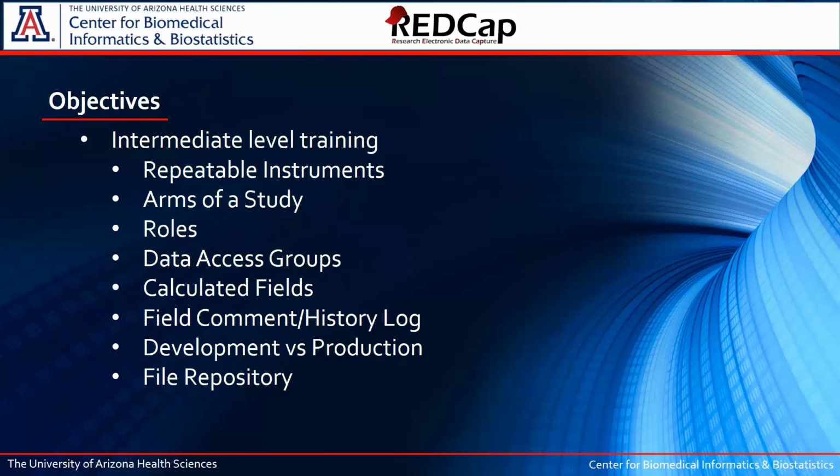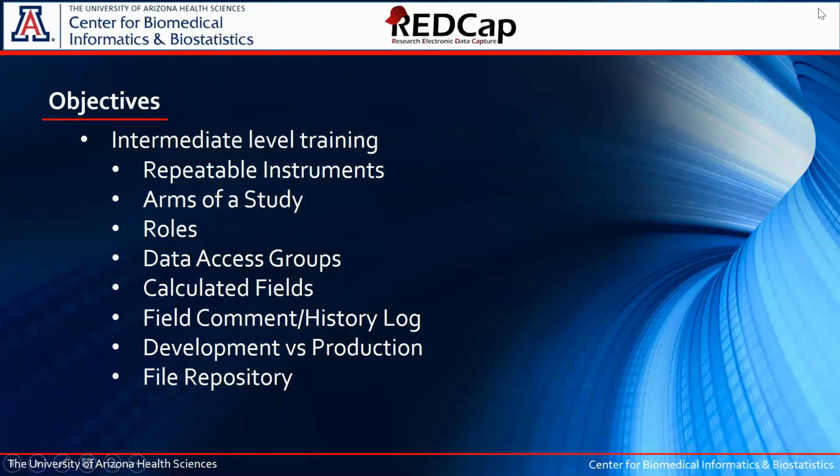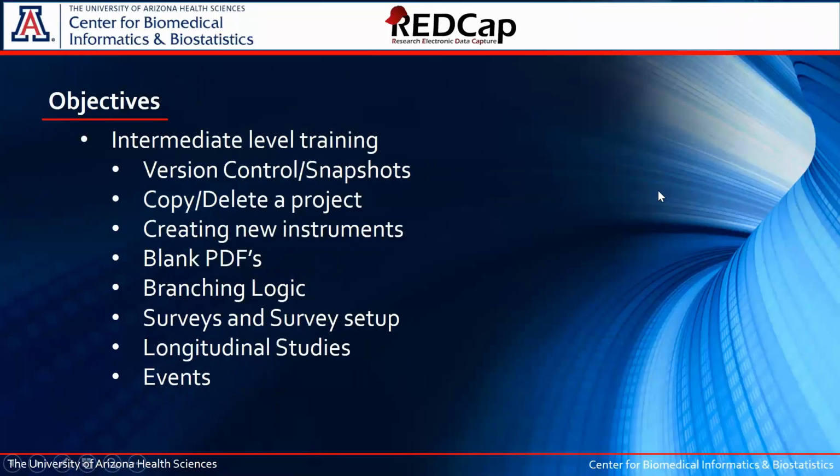I'm going to try and touch on a calculated field for you. We'll do a BMI. I'll point out the field comment and history log, which a lot of times people could go ages and never even know are there. I'll talk a little bit about the difference between development and production, what that means to your project and how it works for you. We'll look at the file repository and try and get all that in today.